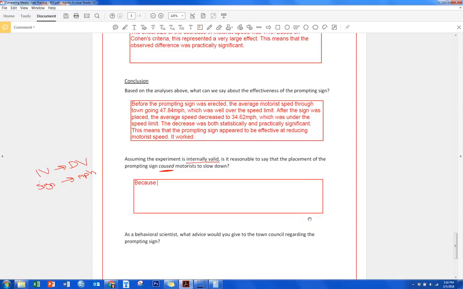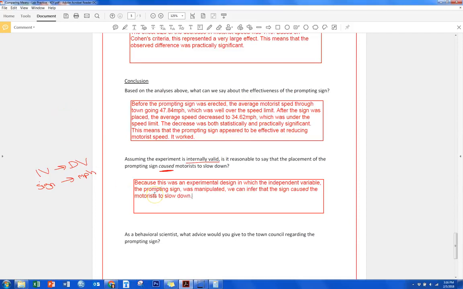So because this was an experimental design in which the independent variable, the prompting sign, was manipulated, we can infer that the sign caused, I'm going to put that in italics, caused the motorist to slow down.